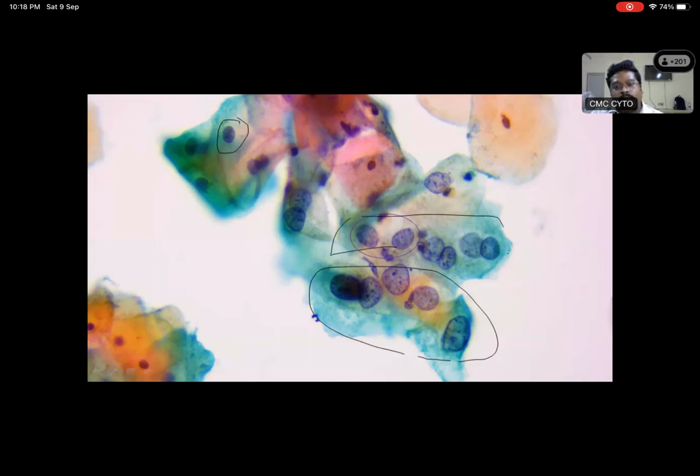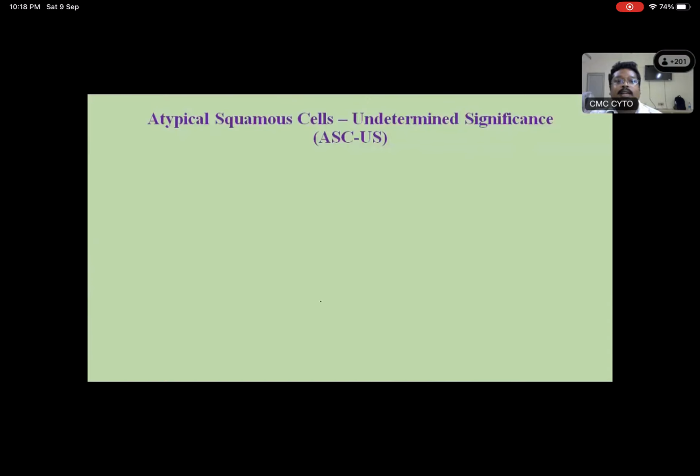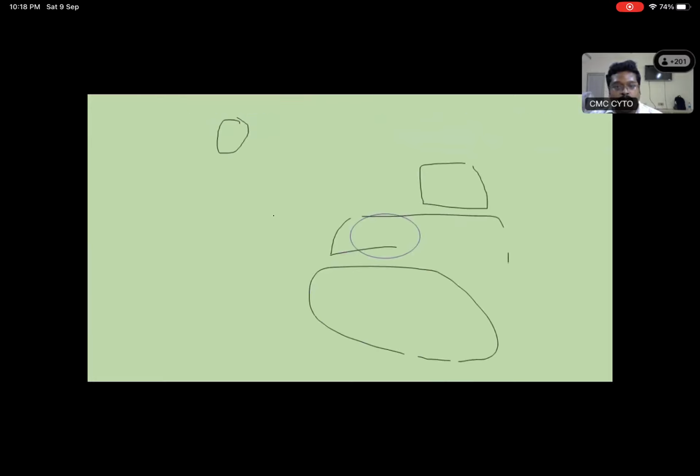These cells, wherein there is nuclear enlargement, right? You agree with that part of the cell? Or even you can take this one also. There is nuclear enlargement, but it is not enough to qualify for a low-grade squamous lesion, right? So that is when we put it in the category of atypical squamous cells of undetermined significance. So what would be this?